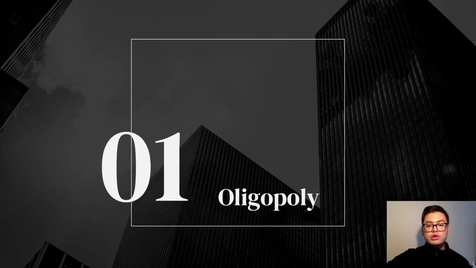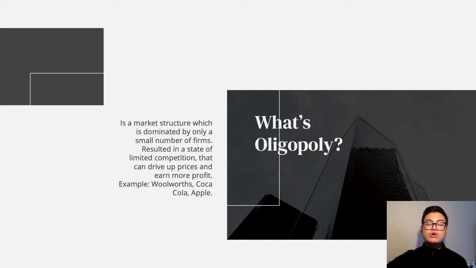Moving into oligopoly. So what is oligopoly? Oligopoly is a market structure that is dominated by only a few firms, which results in limited competition that will drive up the price, and the firms can maximize their profit. For example, Woolworths, Coles, Coca-Cola, and Apple.